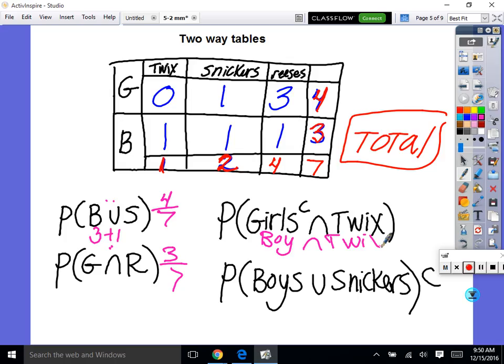Now, intersection is picky. It's only the boys that like Twix. That's it. Boys that like Twix, there was only 1. 1 out of 7. Just a reminder, boys united with Snickers complement.